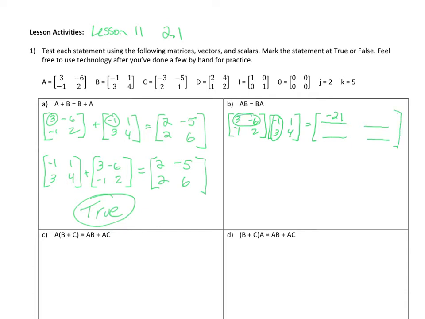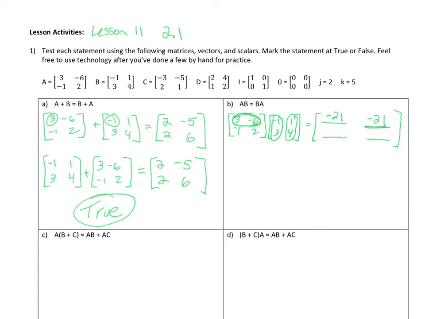All right, then I'm going to multiply row 1 times column 2. And that's going to go in row 1, column 2 of the answer. So row 1 times column 2, that's going to be 3 times 1 plus -6 times 4. 3 plus -24 is -21.